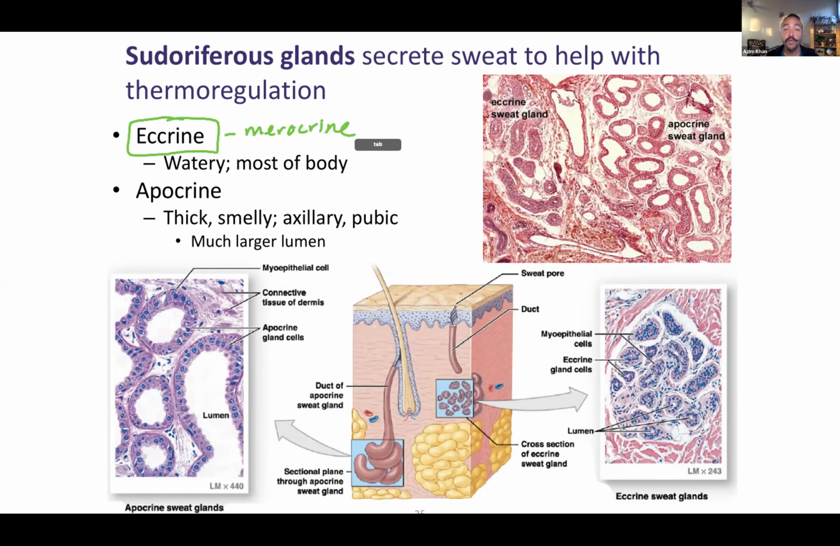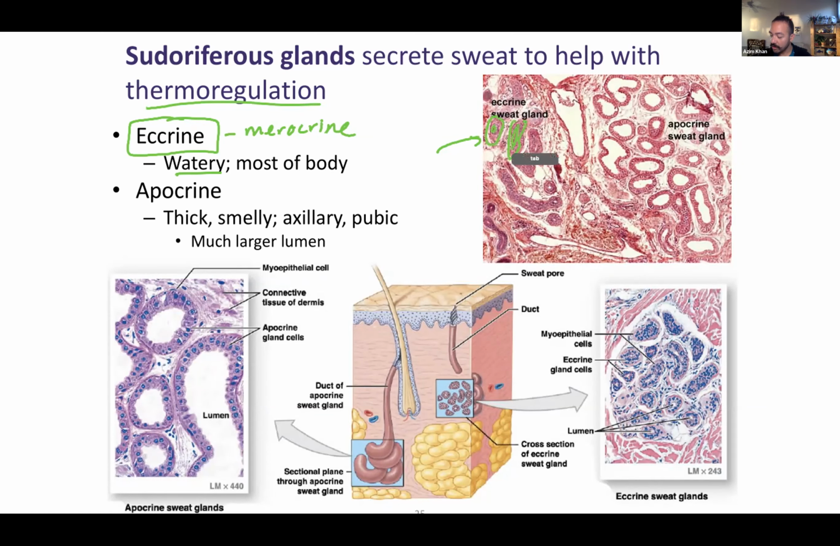Merocrine means you're releasing by exocytosis. This is the watery secretion, the watery sweat, and it's found on most of the surface of your body. This helps with thermoregulation, maintaining your temperature. You sweat when you're hot, for instance. To identify eccrine sudoriferous glands, look for small lumens. These clusters of cells are close together.